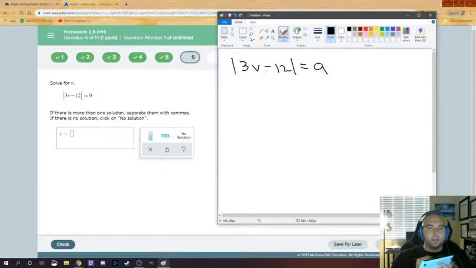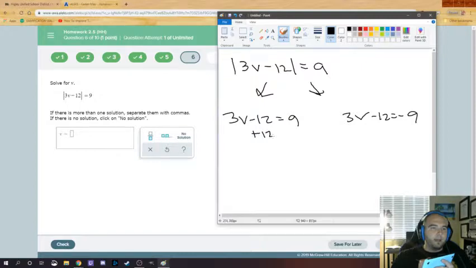All right, this equals 9. So it's all by itself, the absolute value. There's nothing to remove outside of it. 9 is positive, so that's good. That means it's able to be solved. So I'm going to write 3v minus 12 equals 9. And I'm going to write 3v minus 12 equals negative 9. And then we do the steps to solve. So here I need to add 12 first.